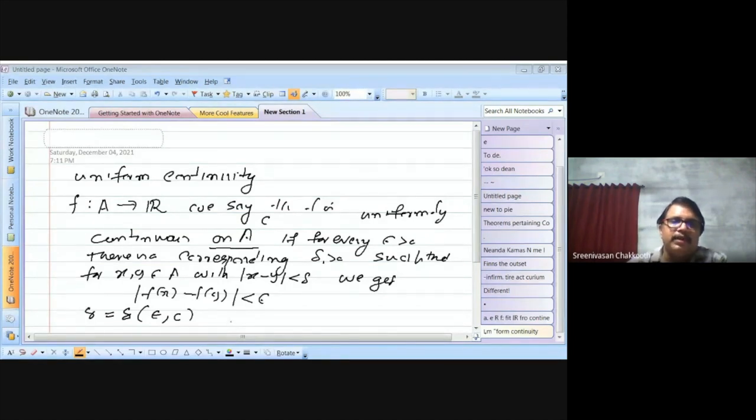Now, in uniform continuity, for all x, y, we should be able to manage with a single delta. So continuity can be extended to uniform continuity if you have a number like delta star, which is equal to the infimum of delta epsilon c for c element of A. That is, corresponding to a c1, you get a delta epsilon c1. If there is continuity, corresponding to another c2, you get a delta epsilon c2. Okay, like that.